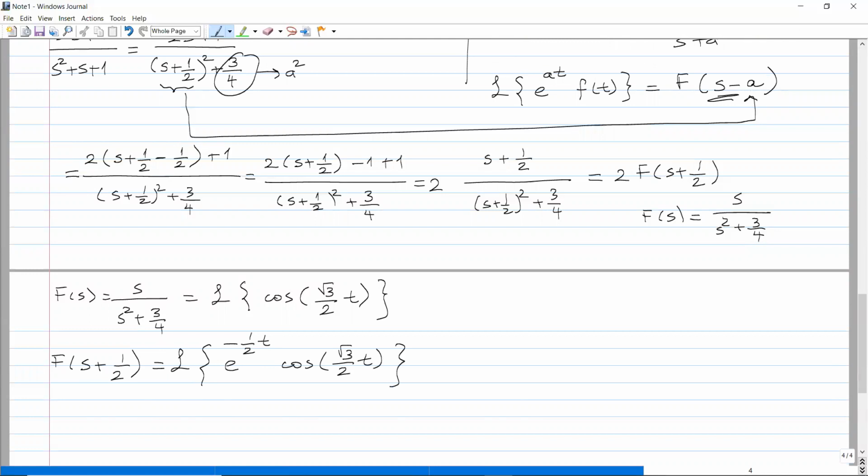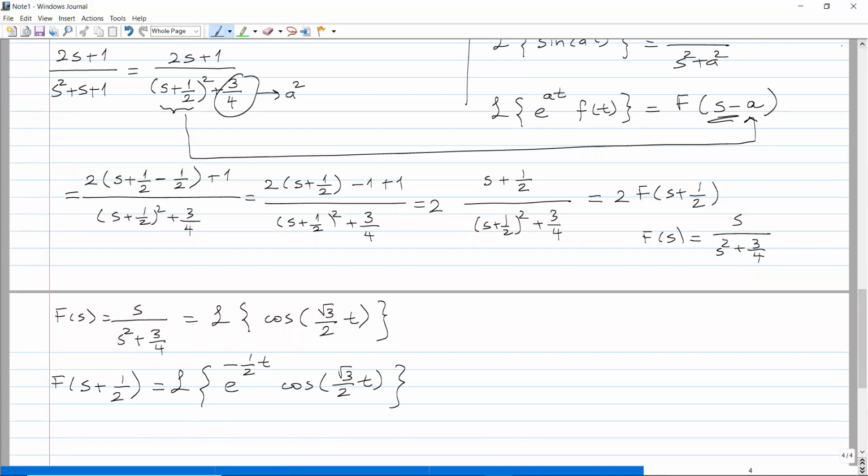Okay, so finally, this last term. What is my last term? Yeah, the last term is 2s plus 1 over s squared plus s plus 1. So I write it as 2 times s plus 1/2 divided by s plus 1/2 squared plus 3/4. So this is 2 times the Laplace transform of e to the minus t/2 cosine root 3/2 t.